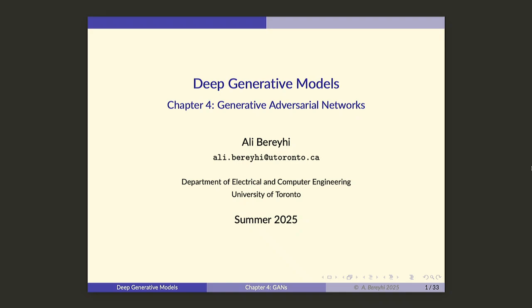So this is the fourth chapter, which is on generative adversarial networks, and probably most of you have heard of it. This is still something people use. One of the first, I would say, ideas which work quite well, and you didn't really need to go through all of those complications that we have for explicit distribution learning.